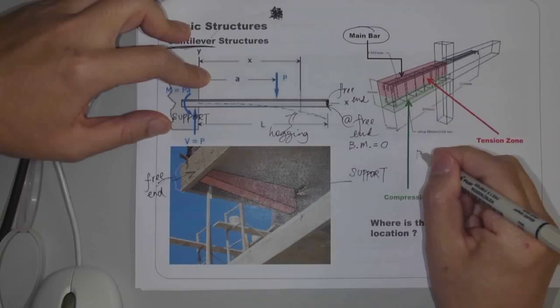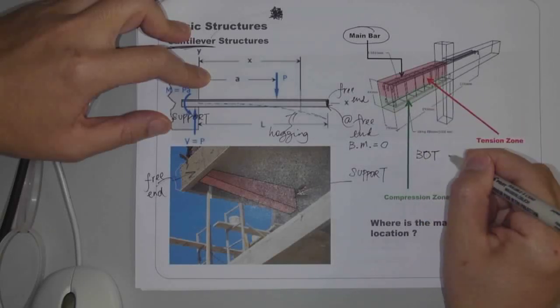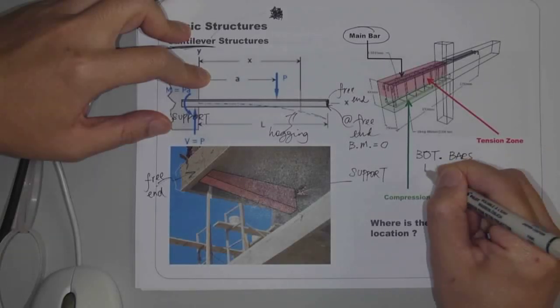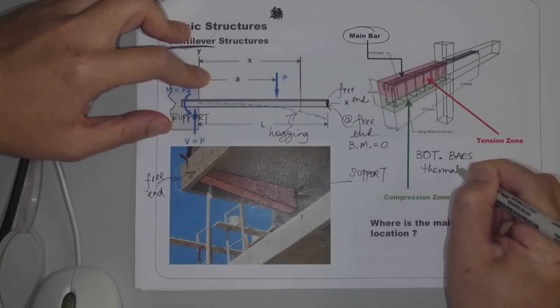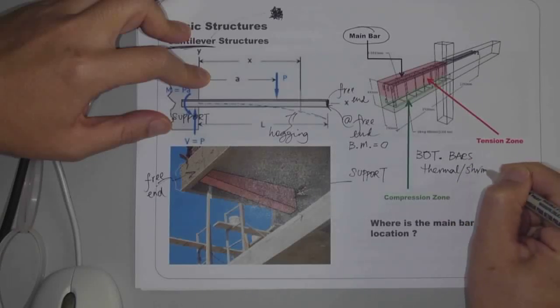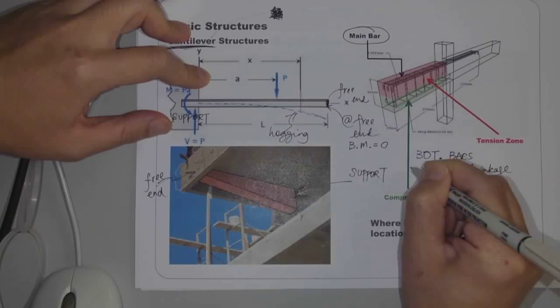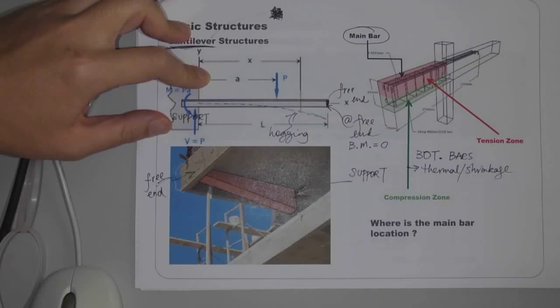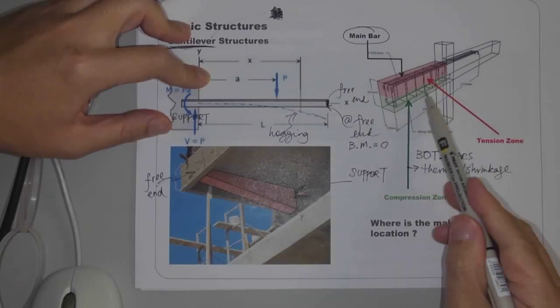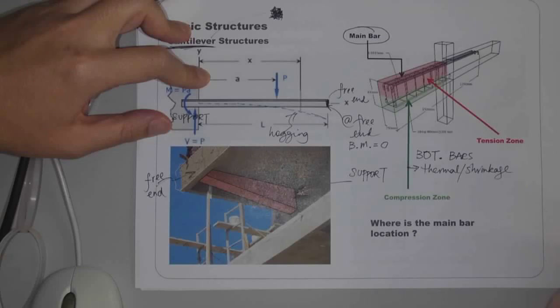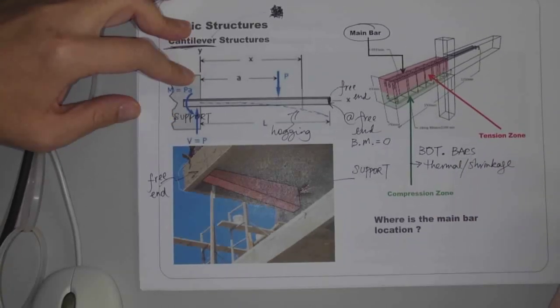Those bottom bars again are for thermal and shrinkage cracks. Of course, you also have shear links, but those we won't cover today. We'll do it next week.